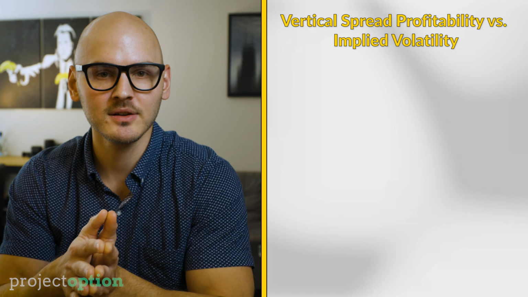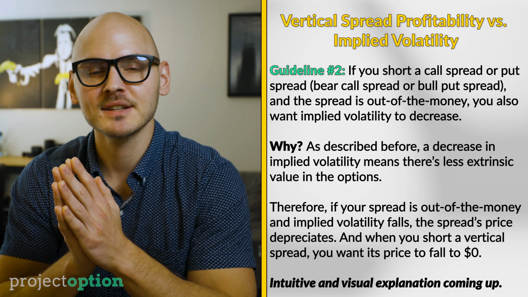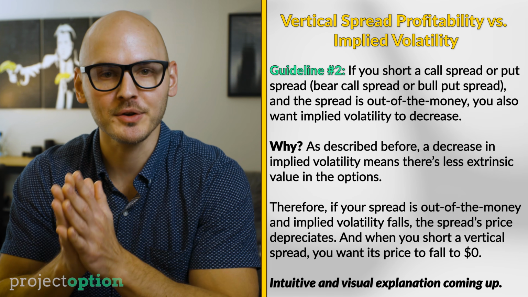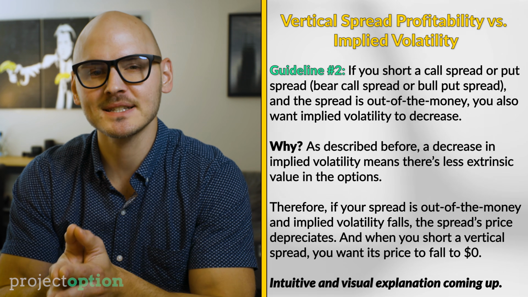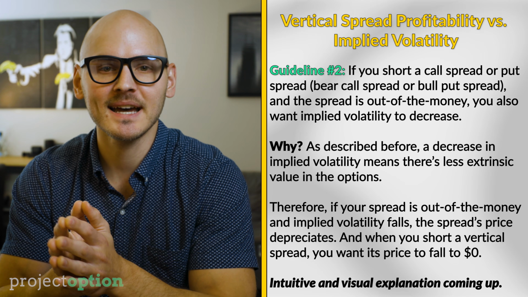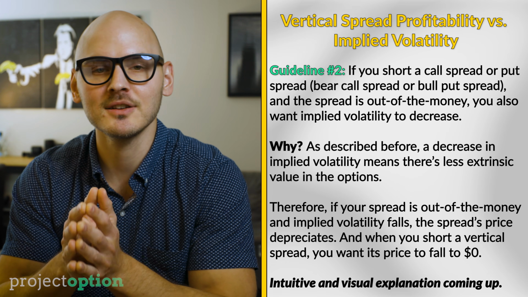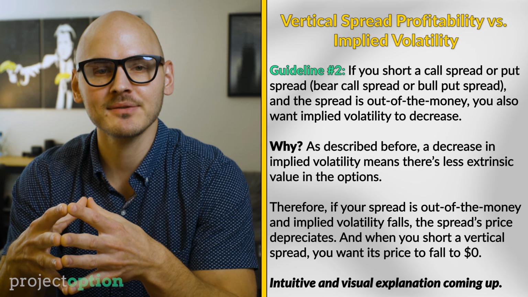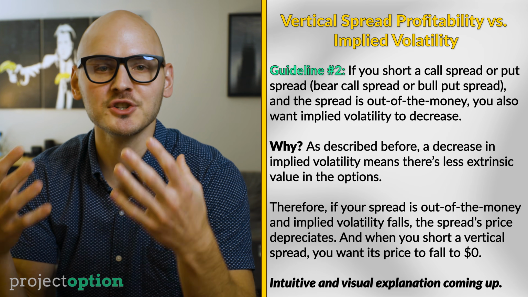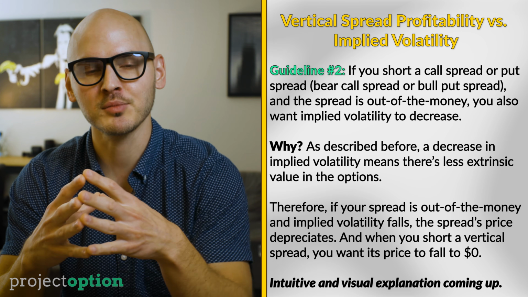The second thing that you should internalize is that if you short a call spread or you short a put spread and the spread is out of the money, which is a good thing for you, then again, you want implied volatility to decrease, because that means that there is less extrinsic value in your vertical spread's options, and less extrinsic value means that you will see a contraction in your out of the money vertical spread's price, because with no intrinsic value, if your spread is out of the money and it loses extrinsic value, which is all that it consists of, then that spread's price will fall closer towards zero, which is when you would realize the maximum profit potential.